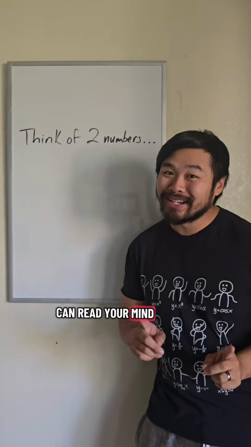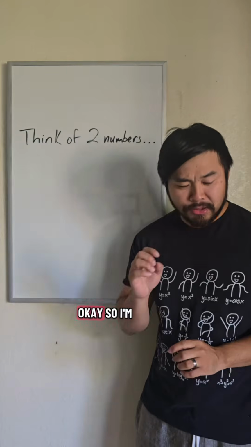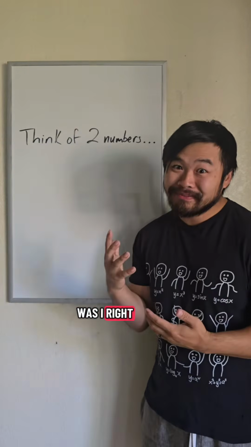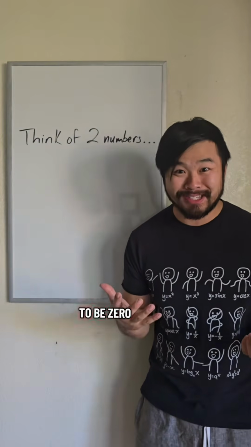I bet I can read your mind. Think of two numbers that multiply to 0. Okay, so I'm getting that at least one of your numbers is 0. Was I right? Now you might be saying, Howie, that is so obvious. Like, of course at least one of those numbers has to be 0.